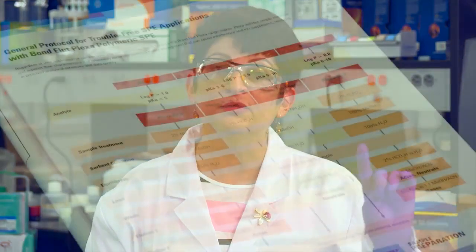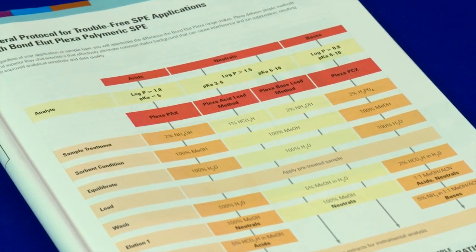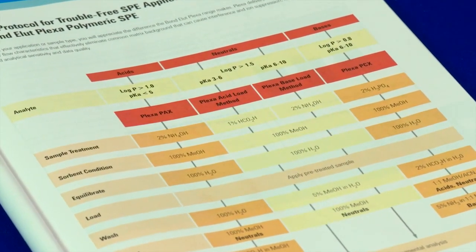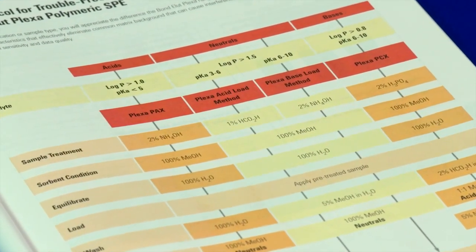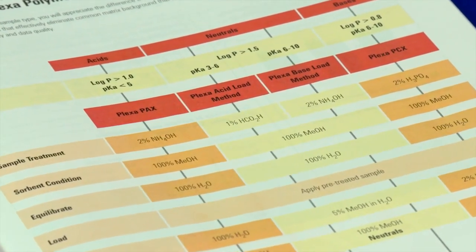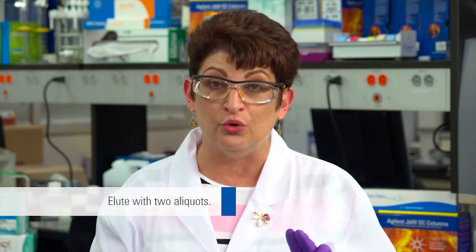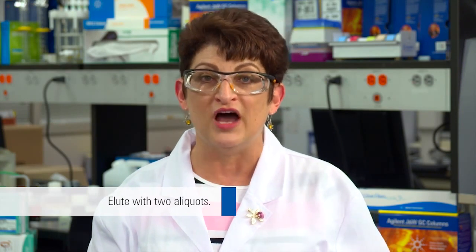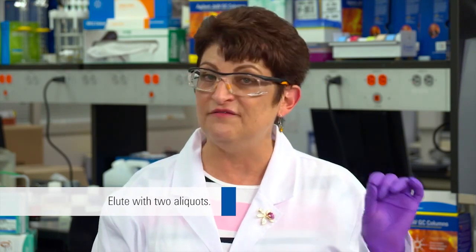A couple of tips for SPE optimization. 1, for ionizable compounds, neutralize the charge before loading. You can see acidic and basic loading instructions for Bond Elut Plexa in the manual. 2, consider eluting the analytes of interest in 2 smaller aliquots instead of 1 total volume. This has a positive impact on recovery.